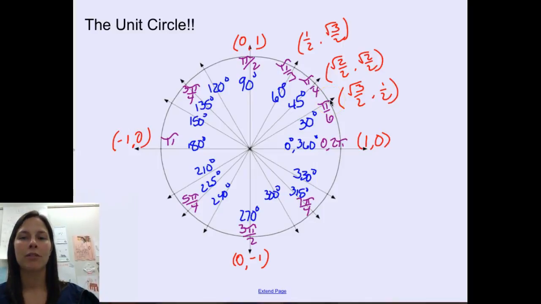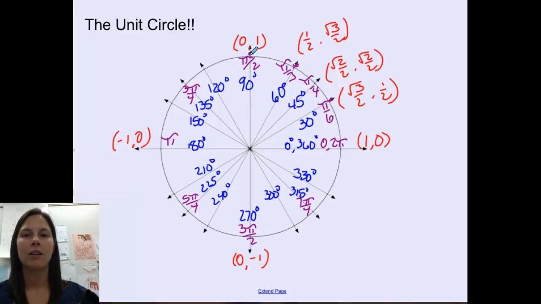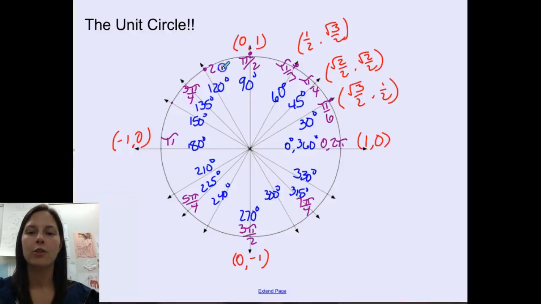60 is a multiple of 30, and pi over 3 is a multiple of pi over 6. So for these next radians, you can just count by multiples of pi over 6. You simply skip those 45 degrees that we already generated. So we have 1 pi over 6, 2 pi over 6 simplifies, 3 pi over 6 also simplifies, 4 pi over 6 would simplify to 2 pi over 3. 5 pi over 6 does not simplify. And 6 pi over 6 would be pi.